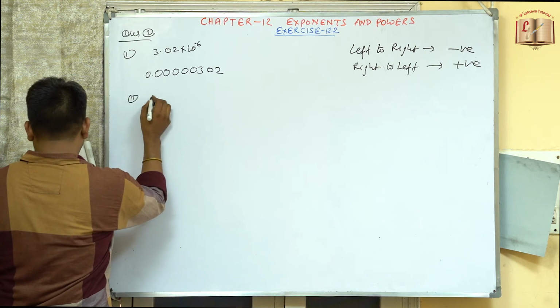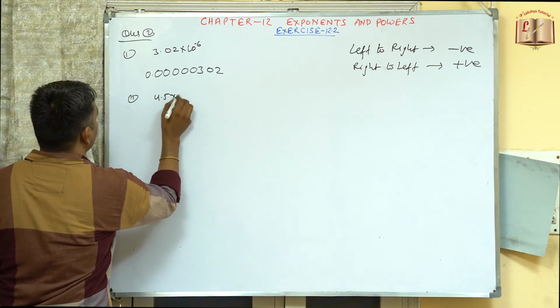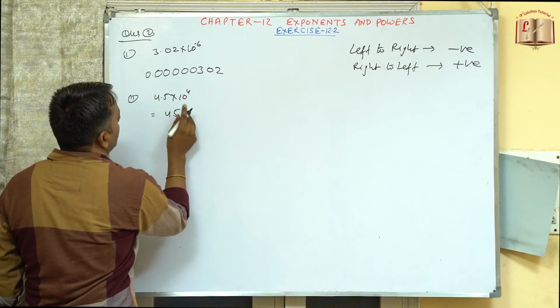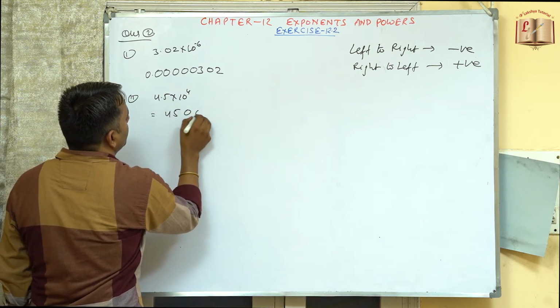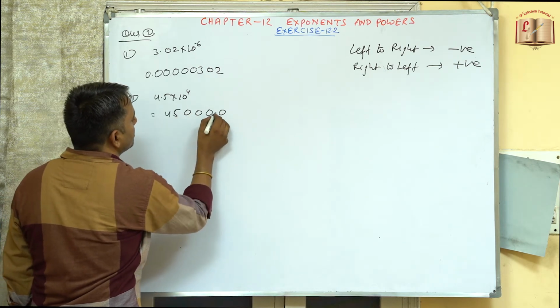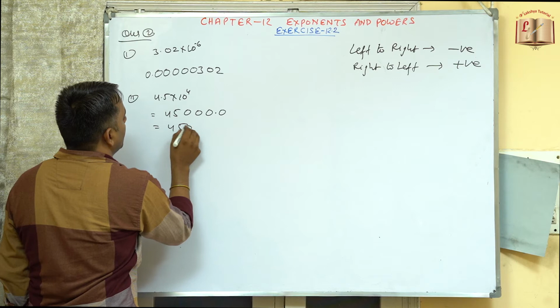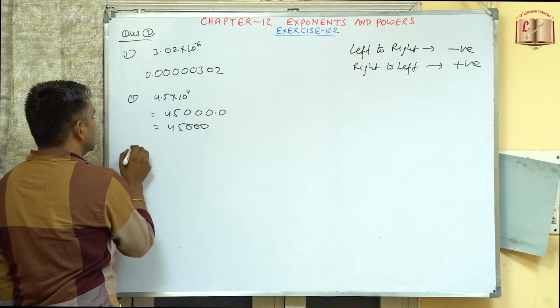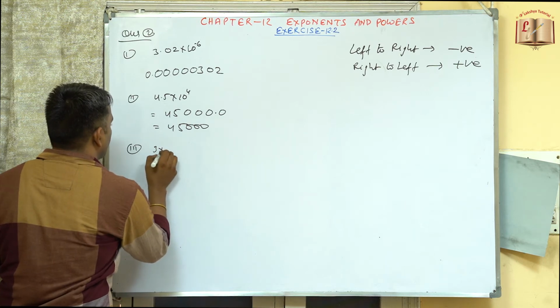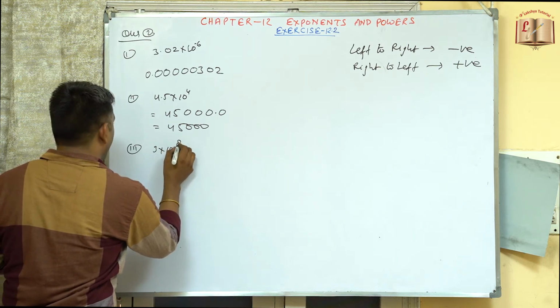Similarly coming to the second, it is 4.5 into 10 to power 4. So it will be now 4, 5 and 1, 2, 3 and 4 zeros. Now one place is decimal, so it will be now 45,000. So now coming to the third part, it is 3 into 10 to power minus 8.